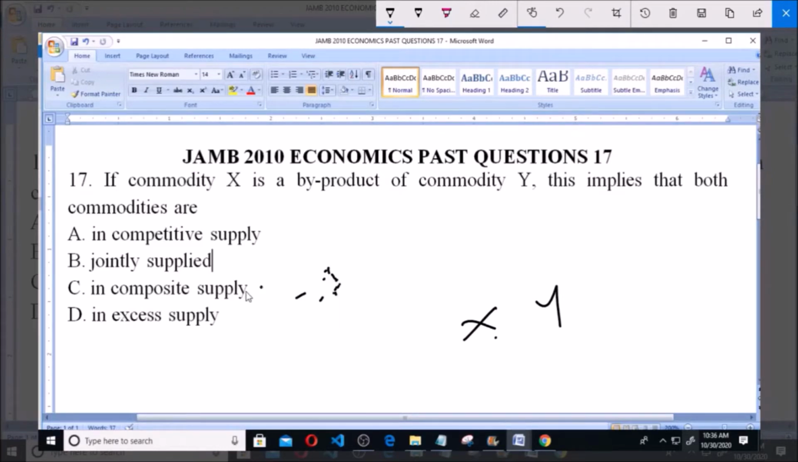In this case, option C, composite supply, is our correct answer.